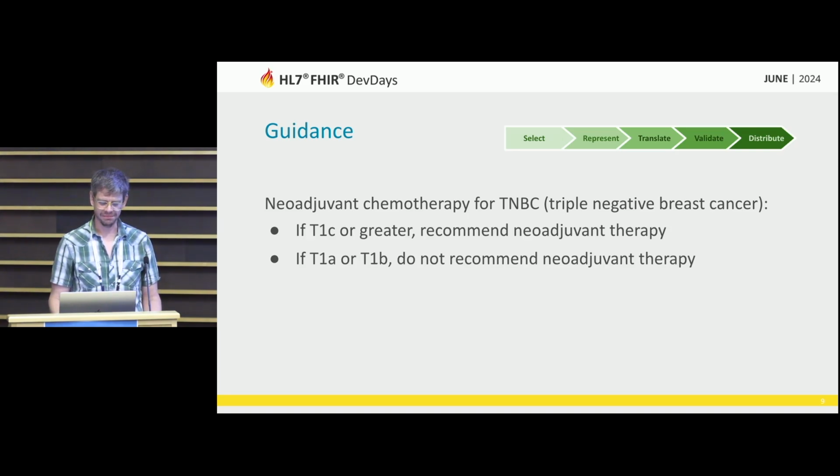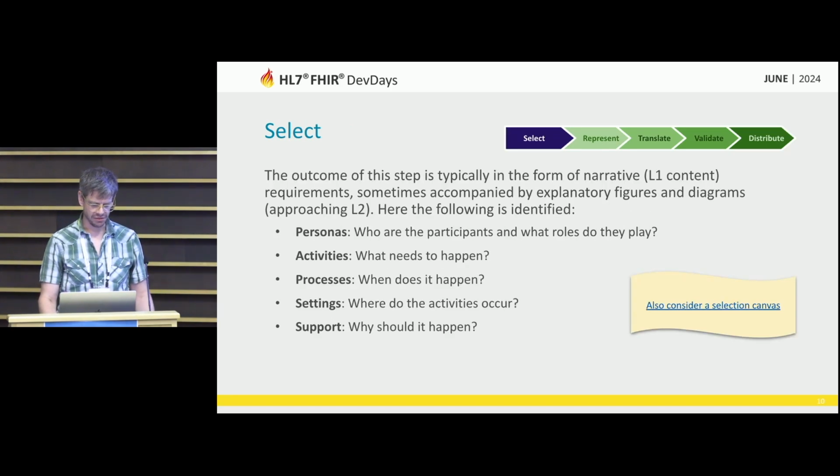The guidance that we're modeling is if the tumor size is over a certain amount and they're triple negative, we recommend neoadjuvant therapy. If they're not triple negative or the tumor size is smaller, then we would not recommend it. That's the thing that we're modeling here. Normally when we would do this, we would go through a process where we have a selection step, and the output of this is some kind of L1 narrative content.